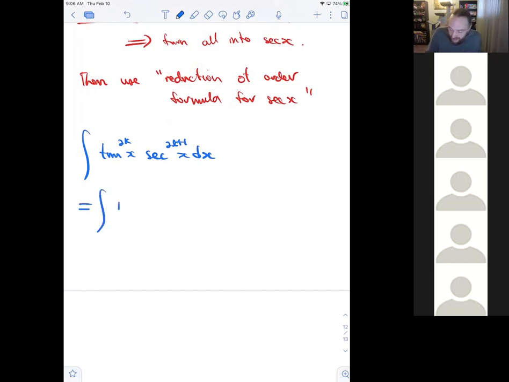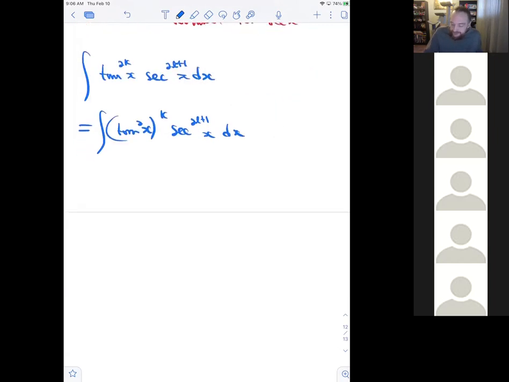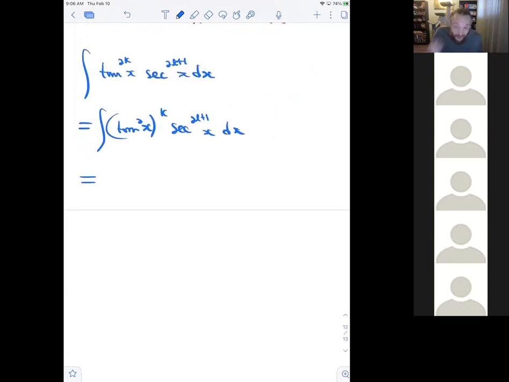But what I can do is write this as the integral of tan squared x to the power k times secant^(2l+1) x dx. Then I can get rid of all the tans, is what it's saying. I can write this as secant squared x minus 1, to the power k, times secant^m x dx. Now it's all secants. Then I use reduction of order.